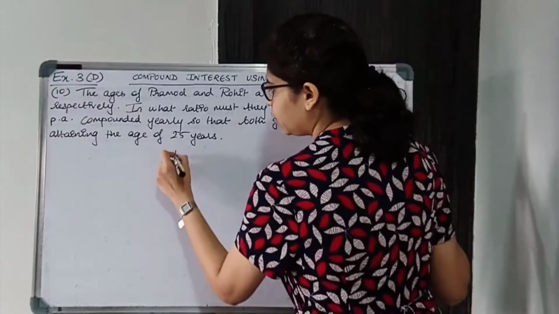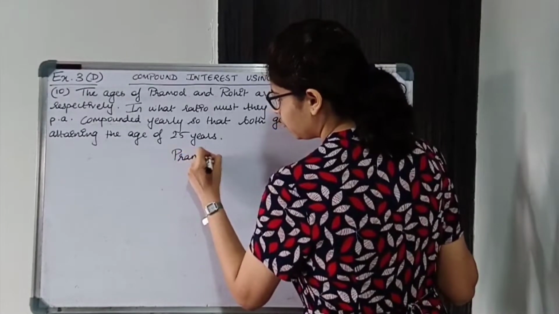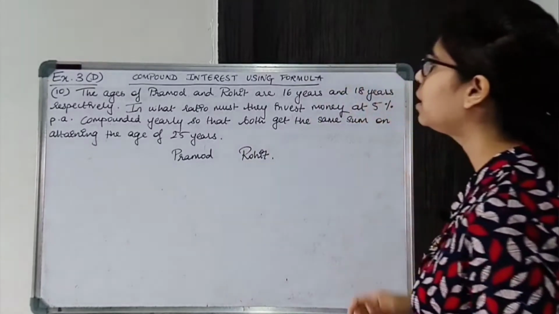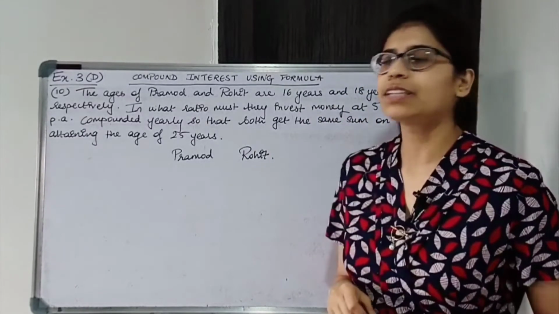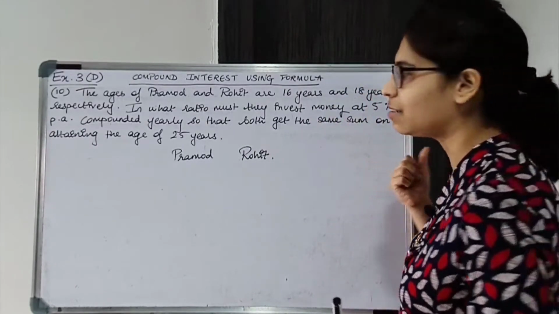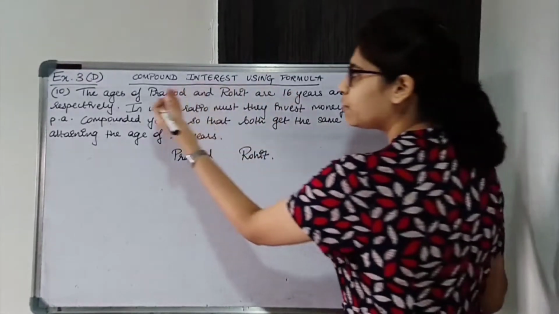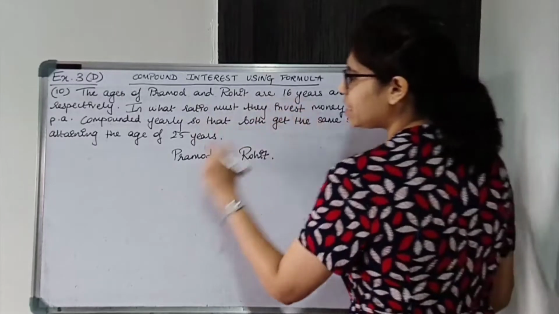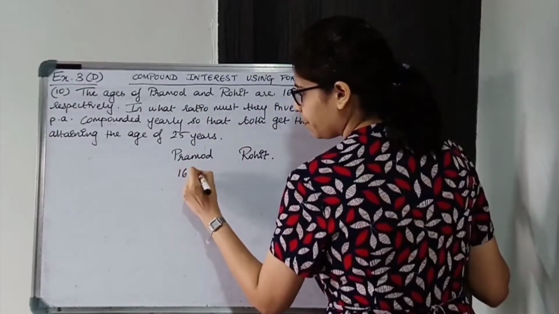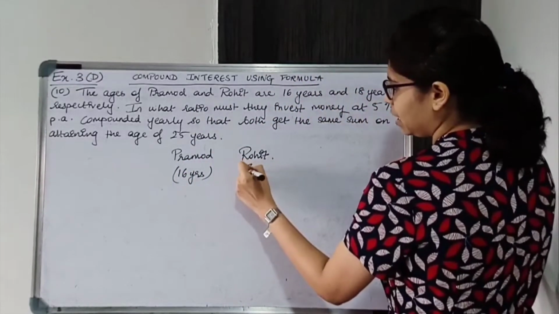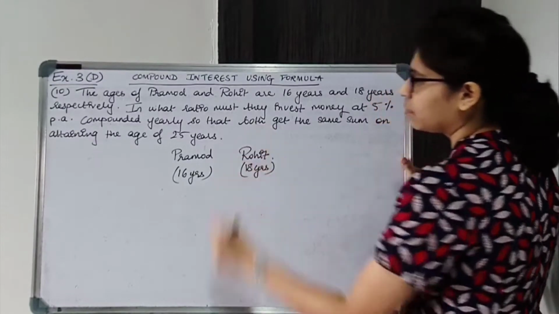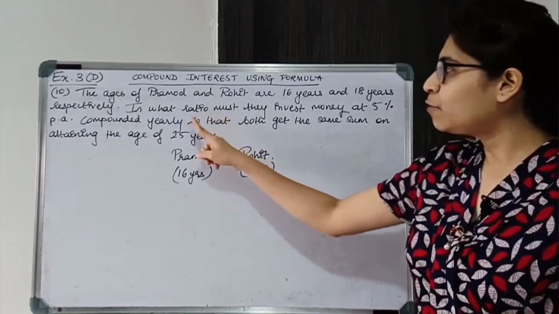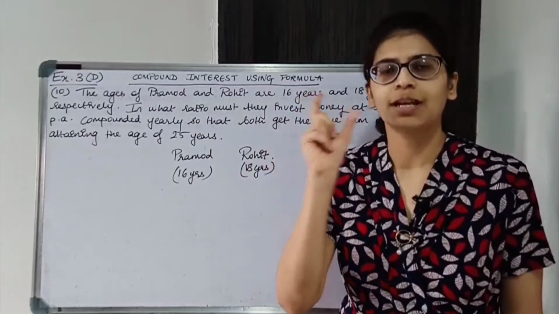So there are two people, Pramod and Rohit. Now the ages of Pramod and Rohit are 16 years and 18 years. So first one applies for the first person, second for the second. So Pramod is 16 years and Rohit is 18 years. In what ratio must they invest money? That is what they are asking.